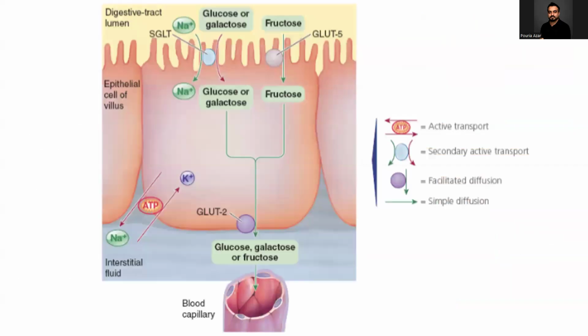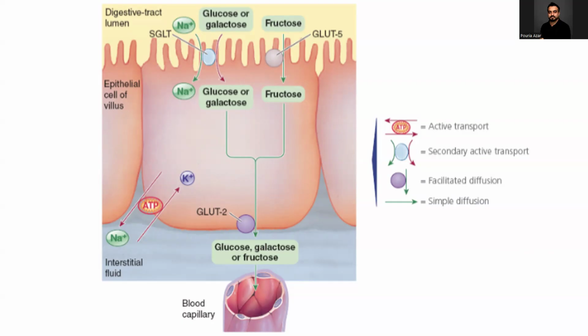After this, we have to absorb these single molecules of carbohydrates, or monosaccharides. The thing you need to remember and learn from this picture: fructose uses facilitated diffusion, and it uses a carrier called GLUT5. So fructose is absorbed through facilitated diffusion.